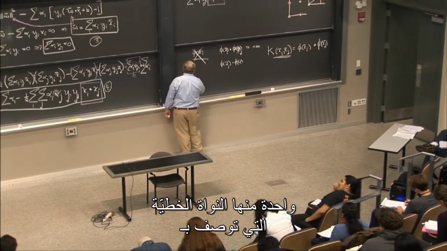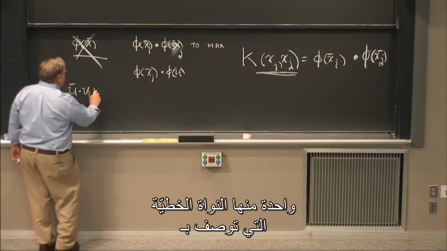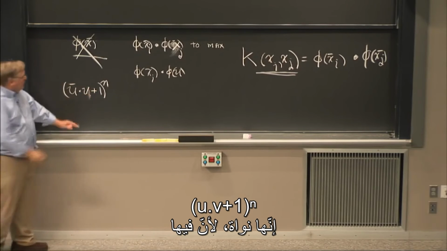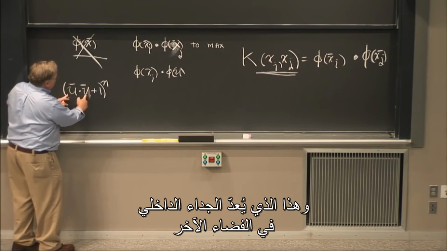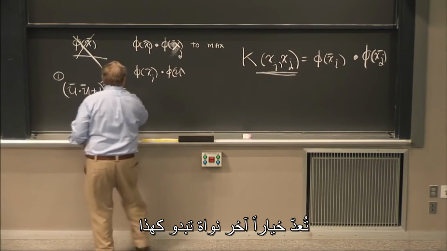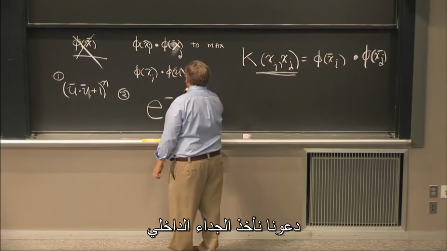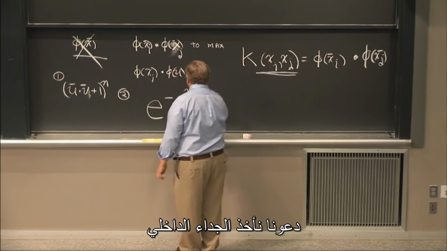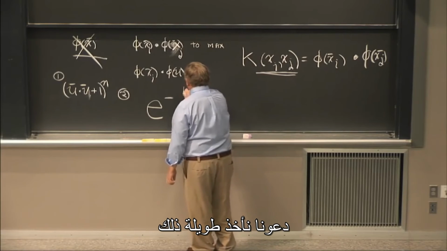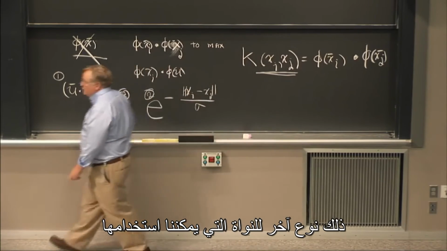One is the linear kernel that says that u dotted with v plus 1 to the nth is such a kernel because it's got u in it and v in it, the 2 vectors, and this is what the dot product is in the other space. So that's one choice. Another choice is a kernel that looks like this, e to the minus. Let's take the dot product of those two, the difference of those 2 guys. Let's take the magnitude of that and divide it by some sigma. That's a second kind of kernel that we can use.